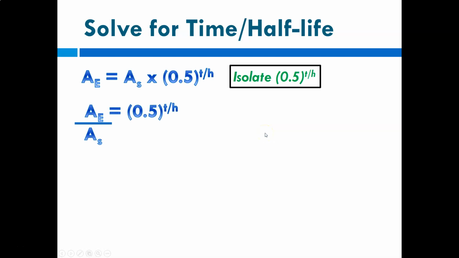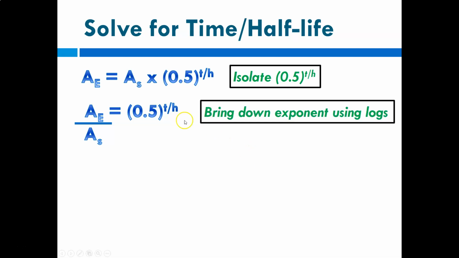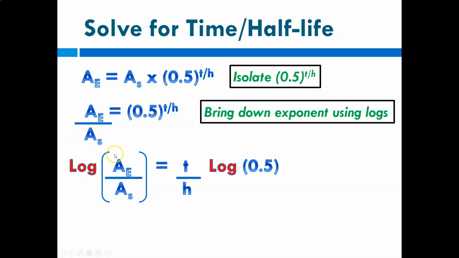It will look like this. Now what we have to do is bring down this exponent. We need to rearrange this using logarithms so that it's something we can actually solve for. When you take the log of both sides, since we always do things to both sides, your exponent comes down into the front. So it'll be log of this equals your exponent times log of whatever your base was. Our base was 0.5 here. So log of AE over AS equals your exponent times log of 0.5.